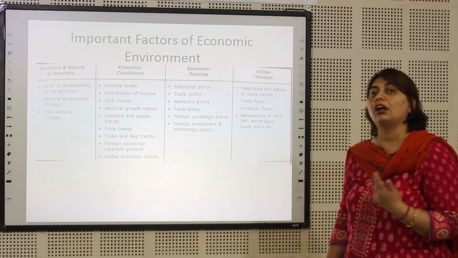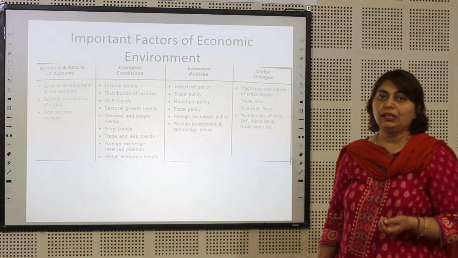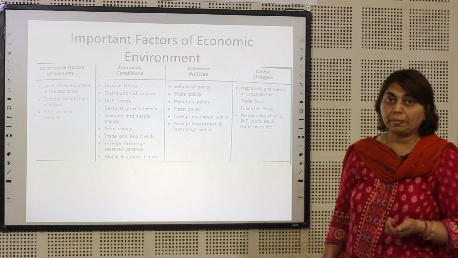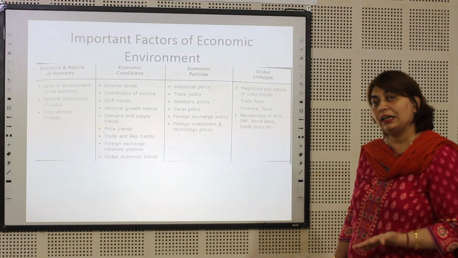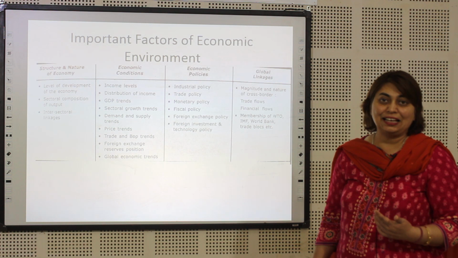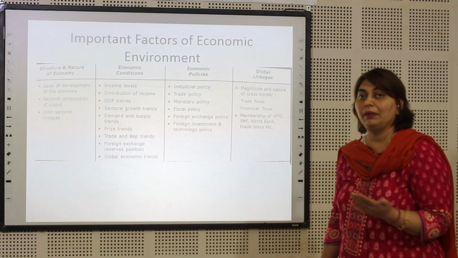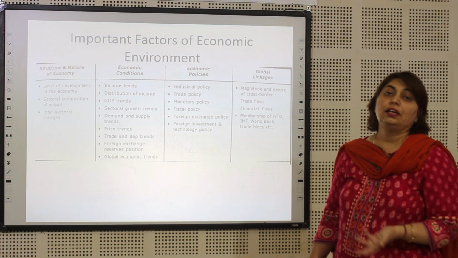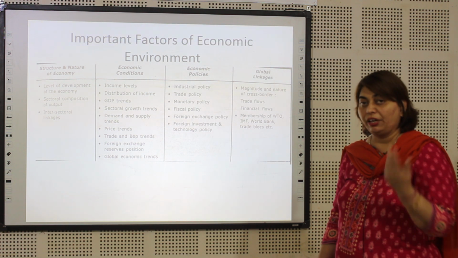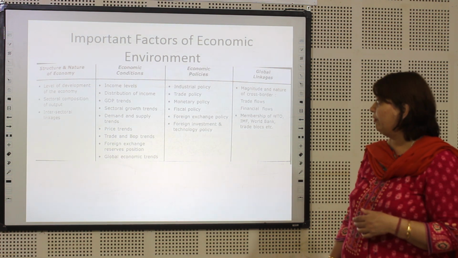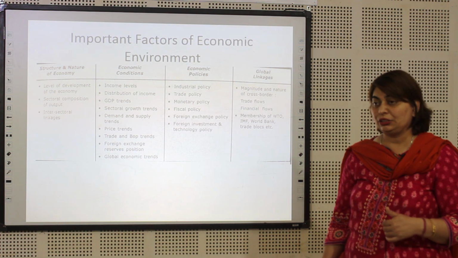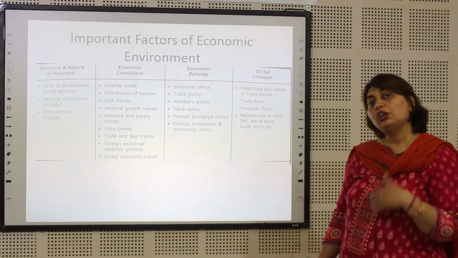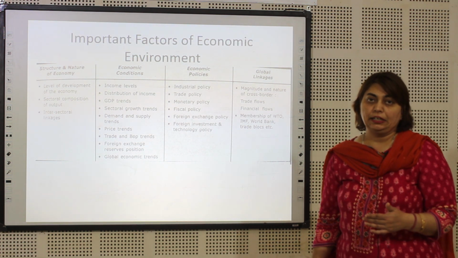What are the kind of economic conditions that a strategic manager should look out for? One is the kind of income levels that an economy actually harbors, the kind of distribution of income, what are the GDP trends as such, is it going down, is it going up, is it a recession or is it a boom or is it in a depression, what kind of inflation rates, what are the price trends, and of course, what are the global economic trends that are likely to emerge.